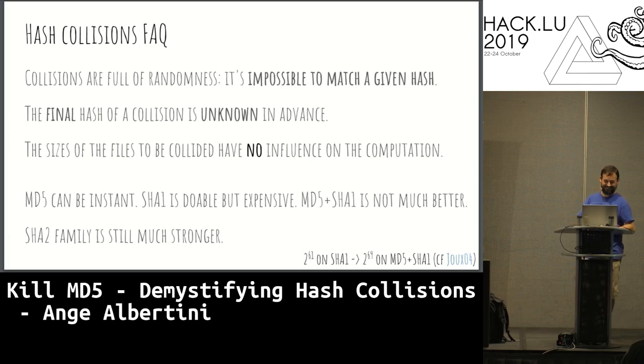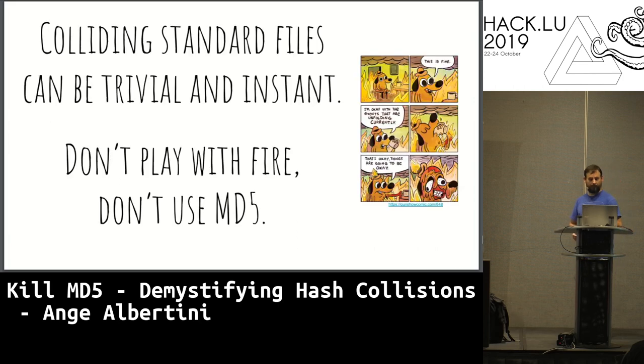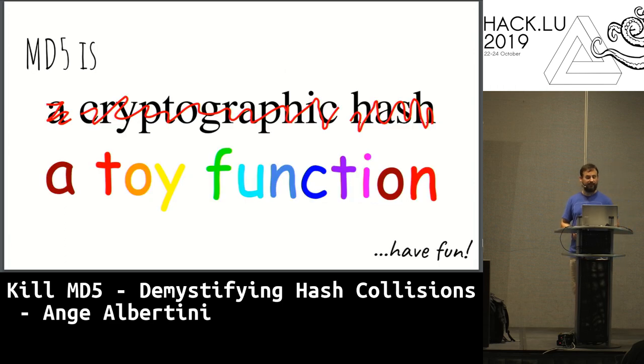Yes, that's good. So MD5 collision can be instant. SHA-1 is doable if you're a government entity or something like this. MD5 plus SHA-1 is not so much more secure, but Marc Stevens still considers the SHA-2 family a lot stronger. Now, please, at least don't take risks. Colliding standard files can be trivial and instant. I provided lots of scripts to demonstrate that, so don't play with fire, don't use MD5.